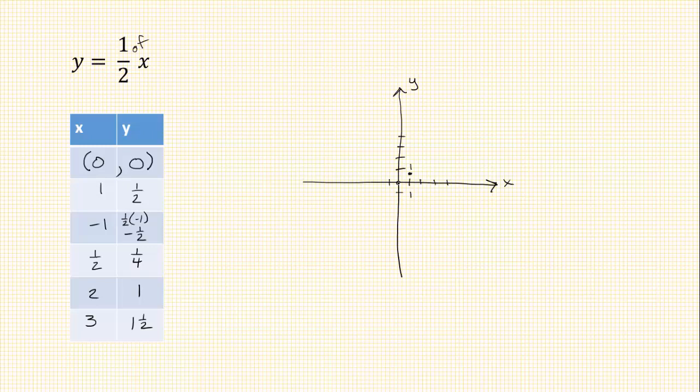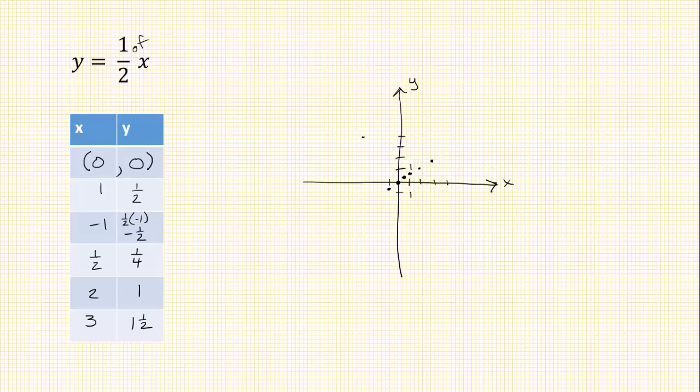-1, -1/2. So now I'm going to go backwards on the x-axis to -1 and estimate about halfway. So that would be right about here. 1/2, 1/4 is over about halfway, and up only 1/4, which is not much at all. Okay, and 2, 1 over 2, up 1, right about there. Okay, and 3, 1.5. And as you can see, this is starting to form a pattern. All of these points seem to line up on a diagonal line right here.